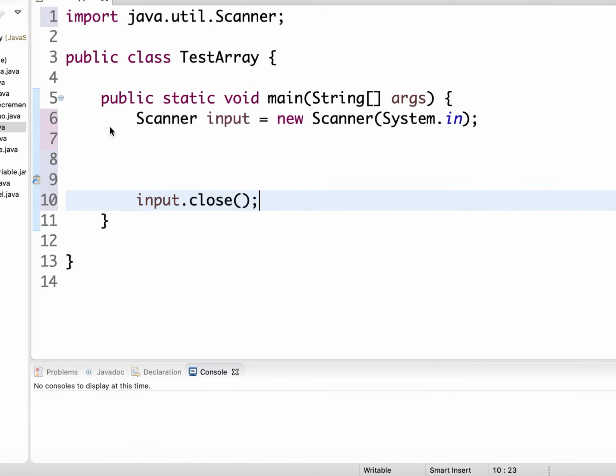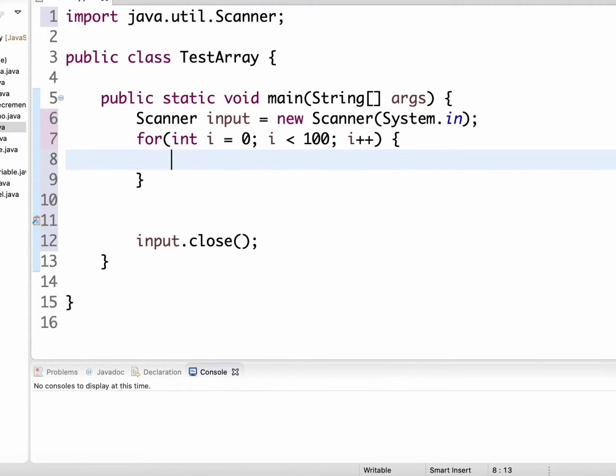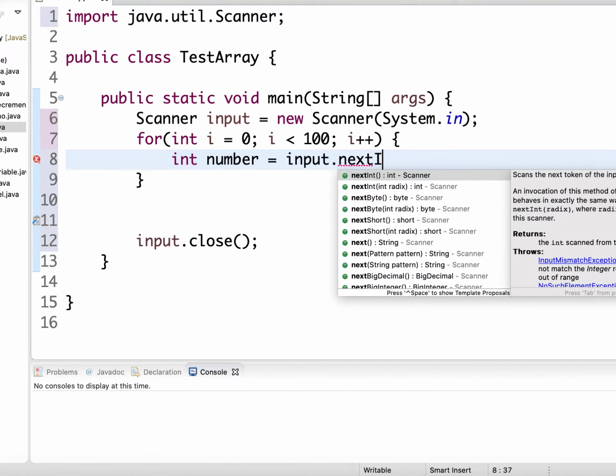Let's go here. We already have our input, the scanner object, and since we need to input 100 numbers, let's have a for loop. So i equals 0, i less than 100, and i plus plus. Inside, we have to first take the input. So int number equals input.nextInt().